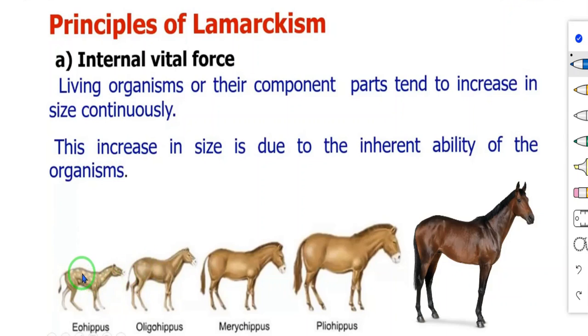When we see the first picture, Eohippus, the horse is small. In the next generation, the horse is a little bigger, then a little bigger again. Now the horse is big in size. So from the beginning small in size, at last the size is big. Because of the evolution, the size increased.